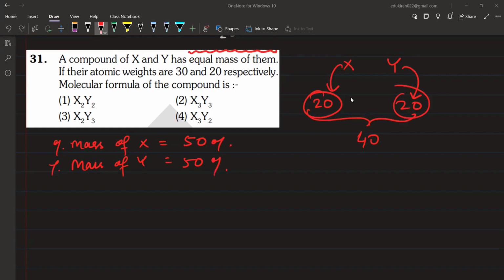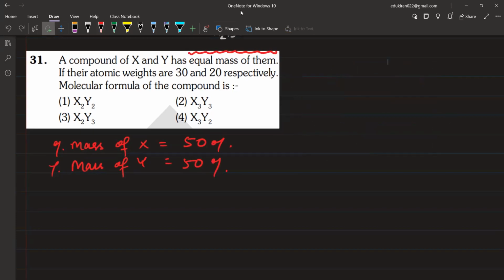What does equal mass of them mean? They both got equal mass. The mass that is in the compound is the same for both. In the compound, they have the same mass.